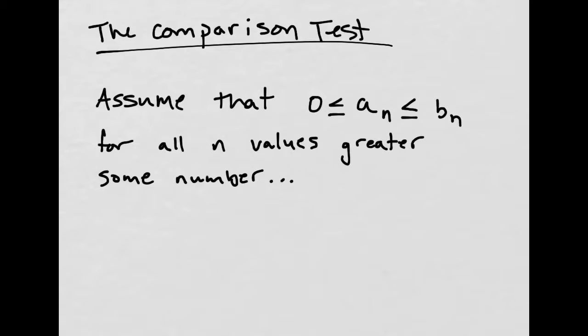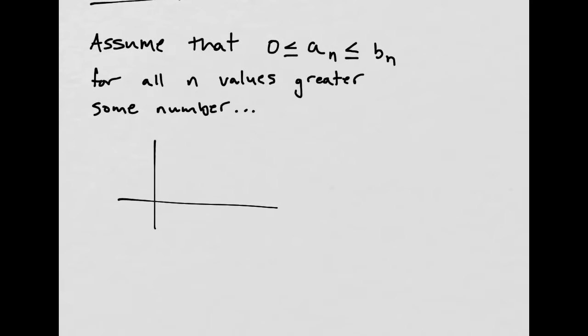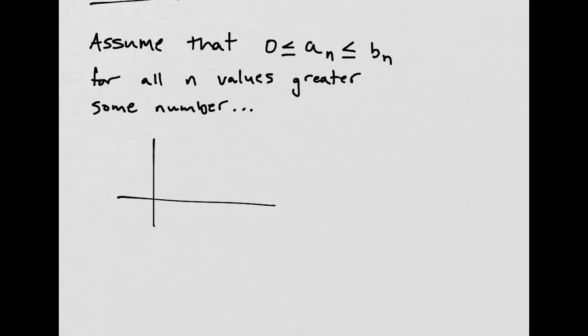I'm saying assume that I have two sequences that are bigger than 0. And A sub n is the small one, B sub n is the big one. Now, what do I mean by that? If I plugged in any n value greater than some number, right now I'm trying to explain what it means for A sub n to be smaller than B sub n after some n value greater than some number.